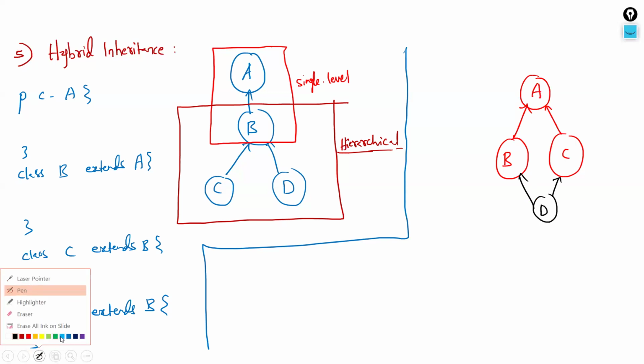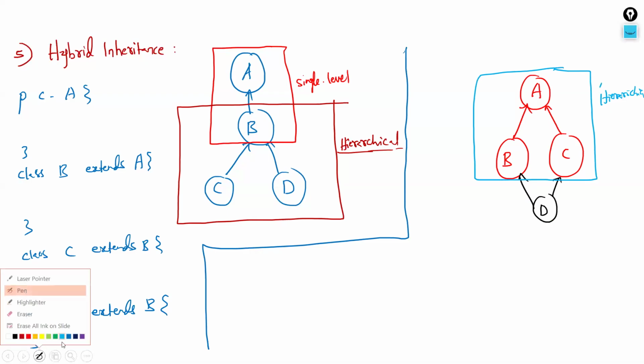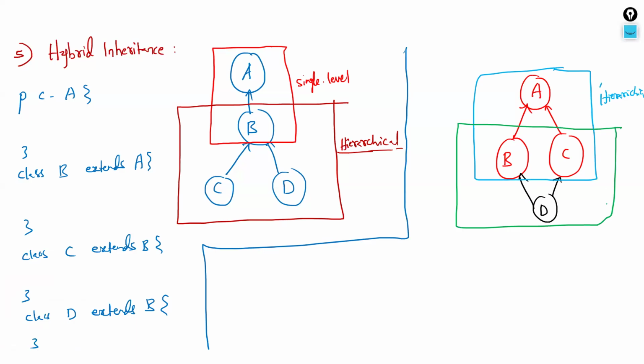If I take this separately, the upper part of A, B, C is supported. Yes or no? So this is hierarchical and it is supported. Then what about this BCD combination? It is a multiple type. Because two inheritances are put together, it will become hybrid. So single and hierarchy together, therefore two or more becomes hybrid. And here also two inheritances together become hybrid.